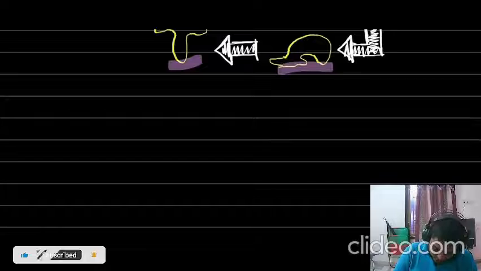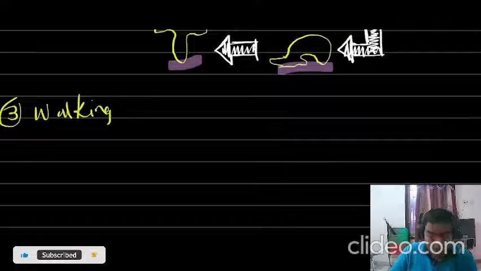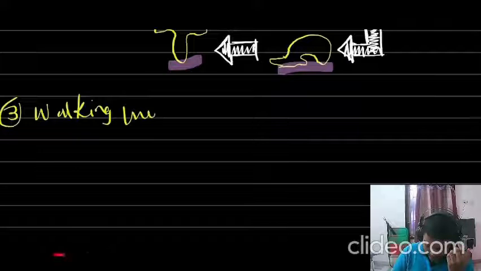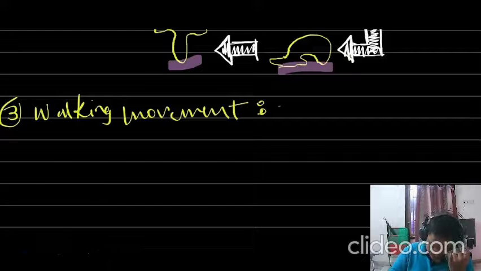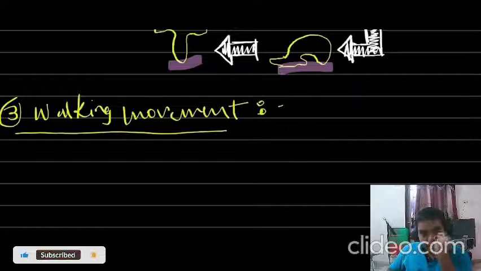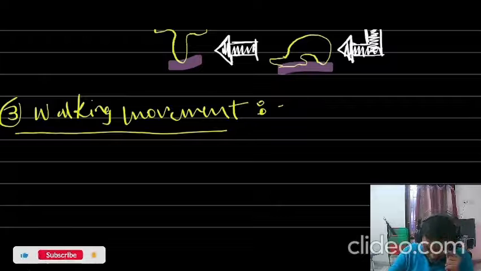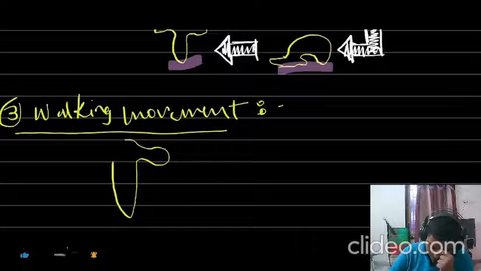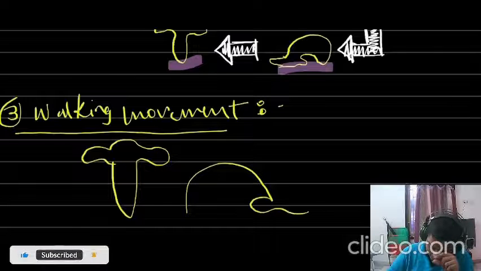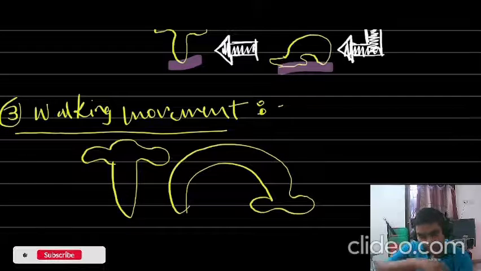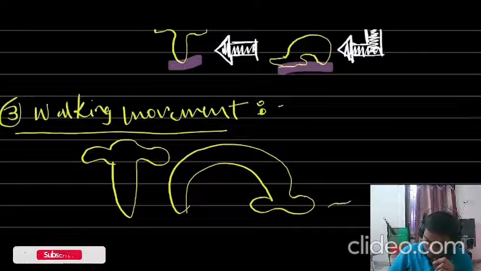Now the third movement shown by Hydra is walking movement. Yes, Hydra shows walking movement. You can ask, but how does it show walking movement? It does not have muscles in order to perform this. Yes, Hydra uses its tentacles to walk. See what happens. This is the Hydra. These are the tentacles. It bends. Here it neither pulls its back body part, nor gets inverted, but it walks using these tentacles.